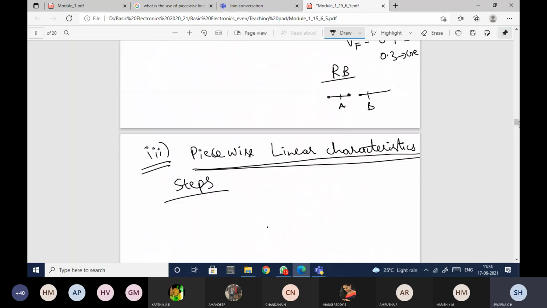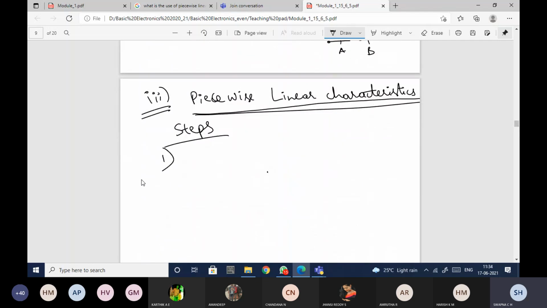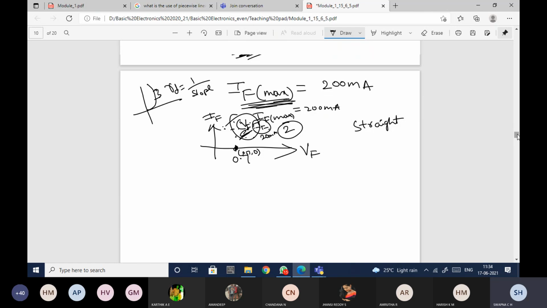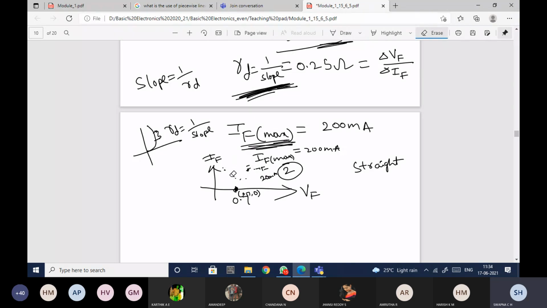Before that, you write the steps now. Step 1: mark VF on the horizontal axis. That is what I have done here. If you just observe, first I have plotted 0.7 on the x-axis. Horizontal axis is nothing but the x-axis. So here I have plotted that point. 0.7 is plotted on the x-axis. That is your first point.